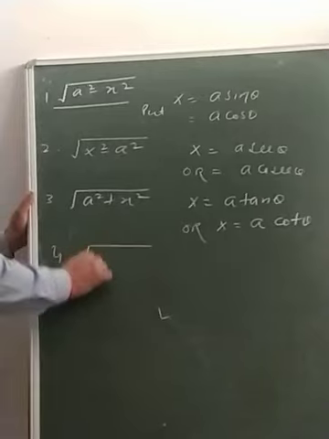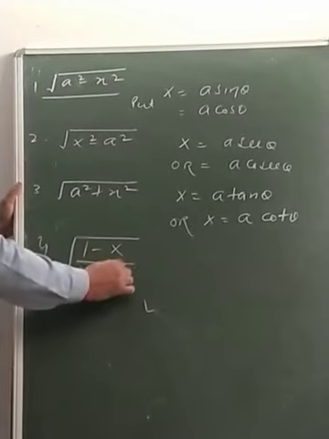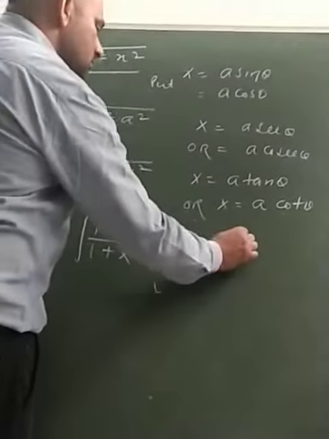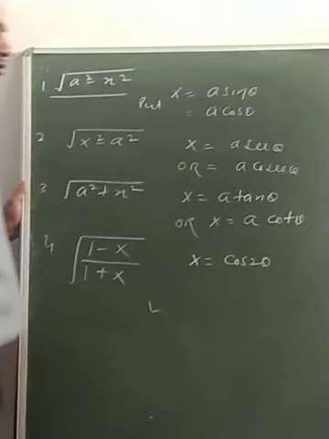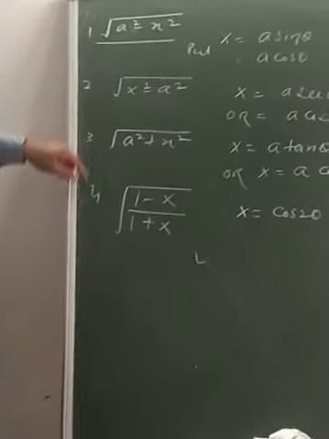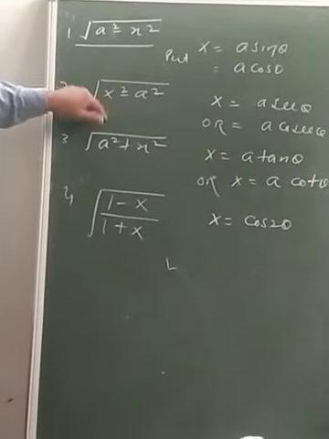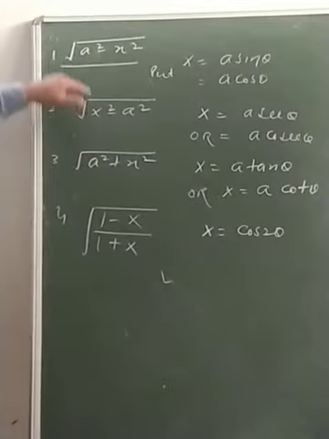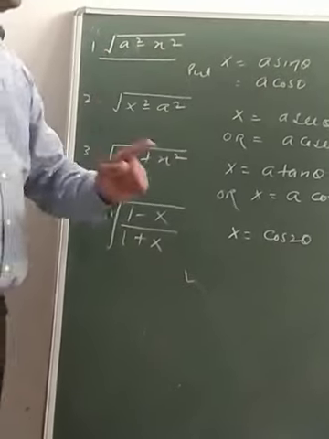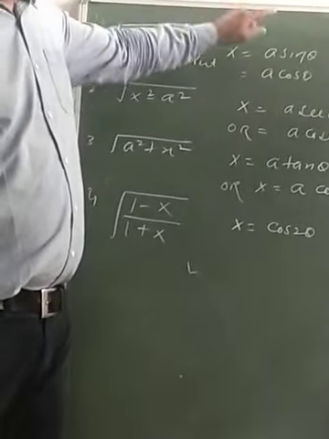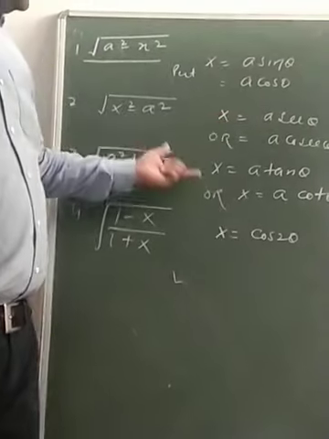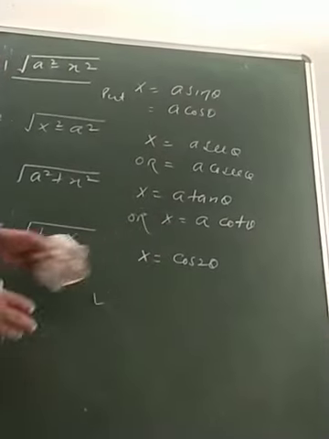Next, if we have 1 minus x upon 1 plus x, in such a condition you will put x equal to cos 2 theta. So these four you should keep in mind. You can cram them according to the given radical form. You will check what the right side is, then we will put left or right according to how we will prove it. We will discuss this when we do such examples or questions.